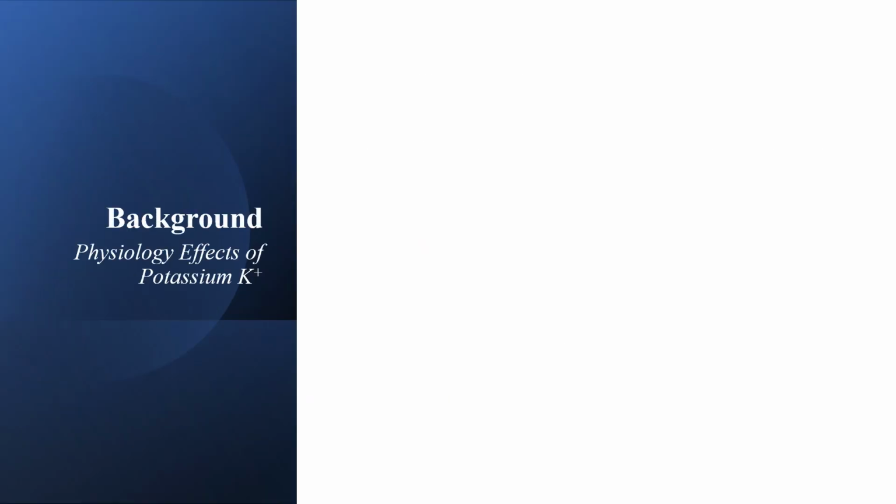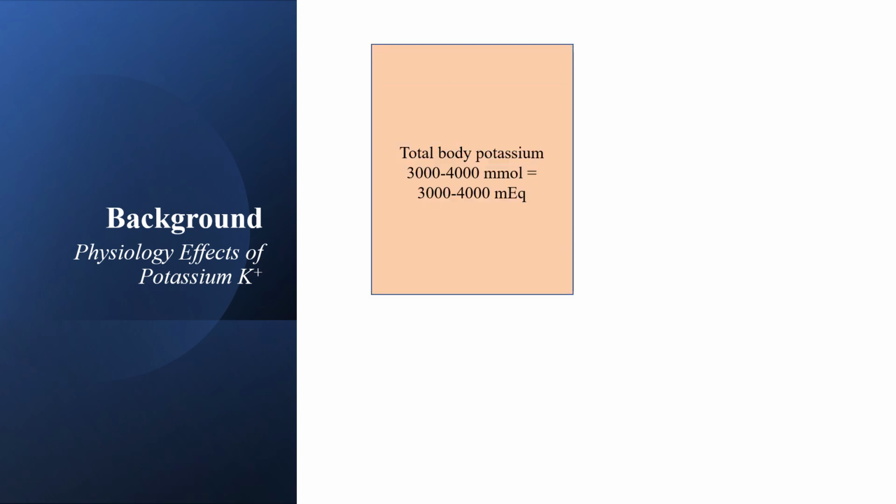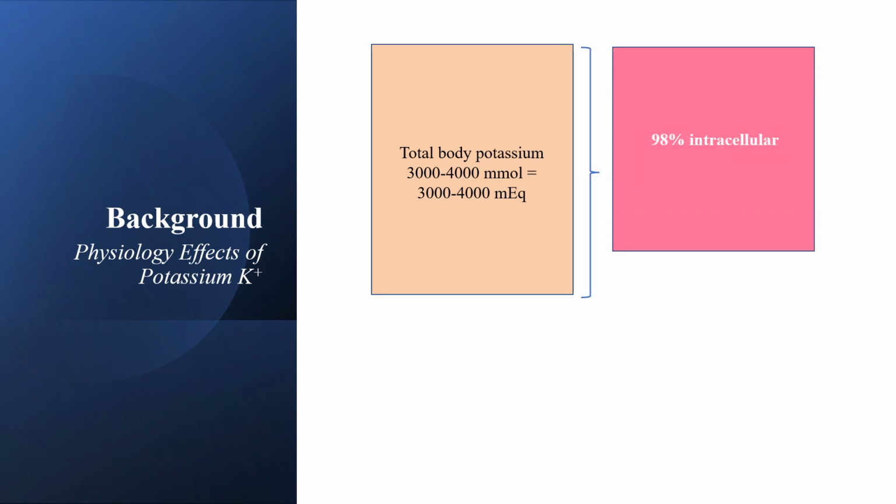A little background on potassium. The total potassium content for an adult averages 3,000 to 4,000 millimoles, 98% of which is intracellular, and only 2% is in the extracellular space. The intracellular potassium concentration is approximately 140 millimoles per liter and 4 to 5 millimoles per liter in the extracellular space.